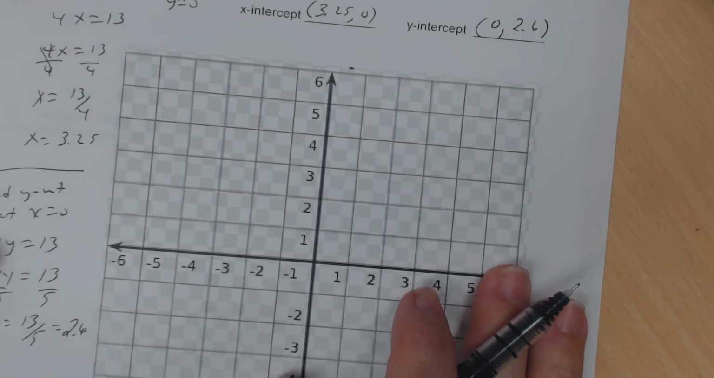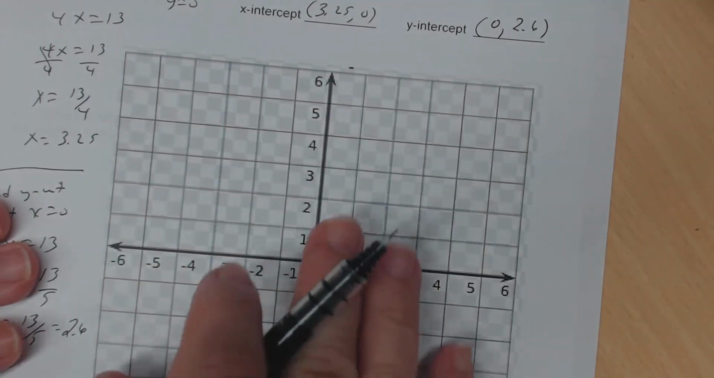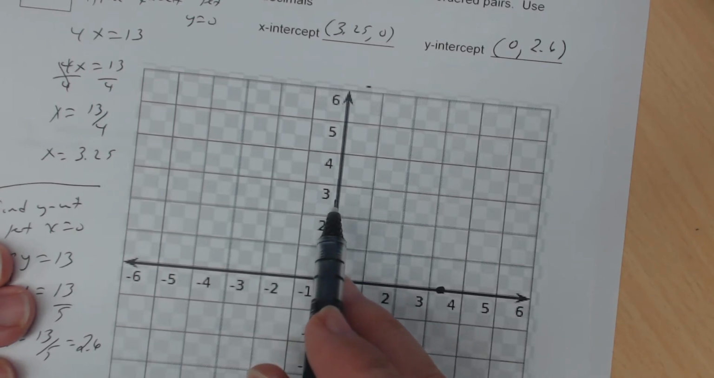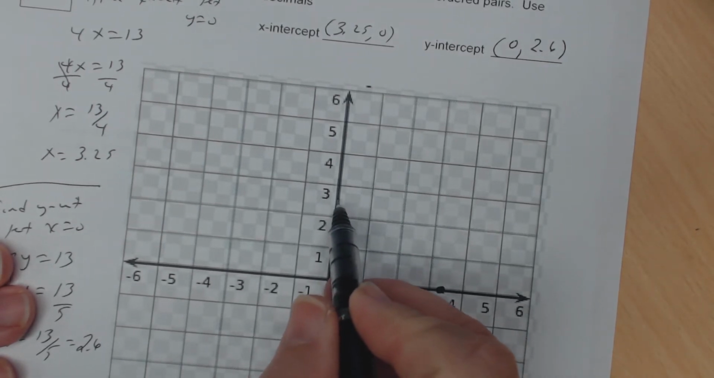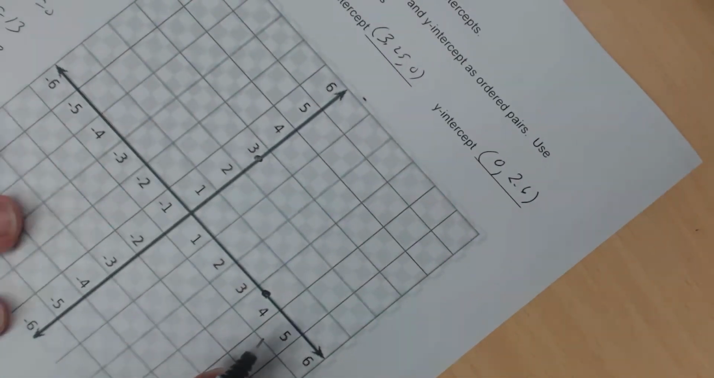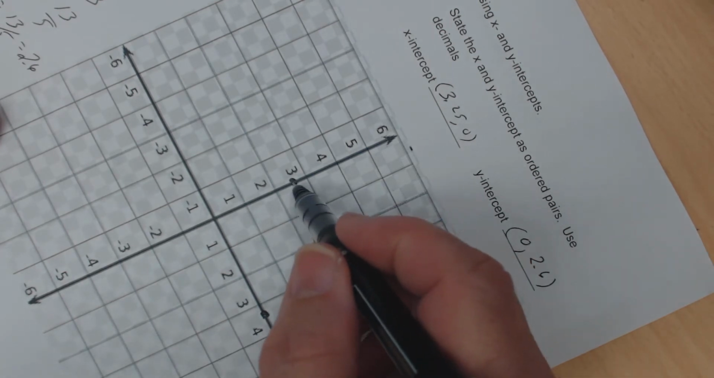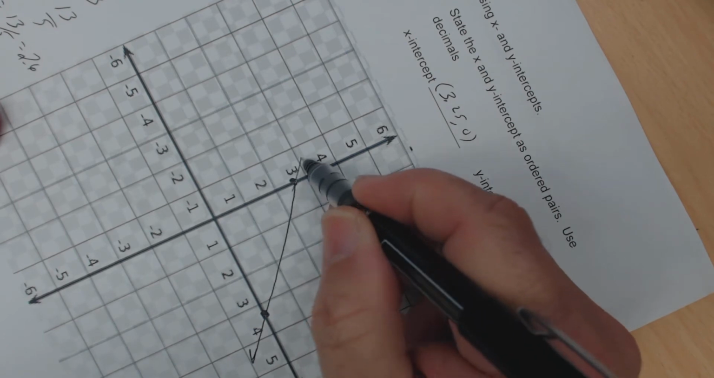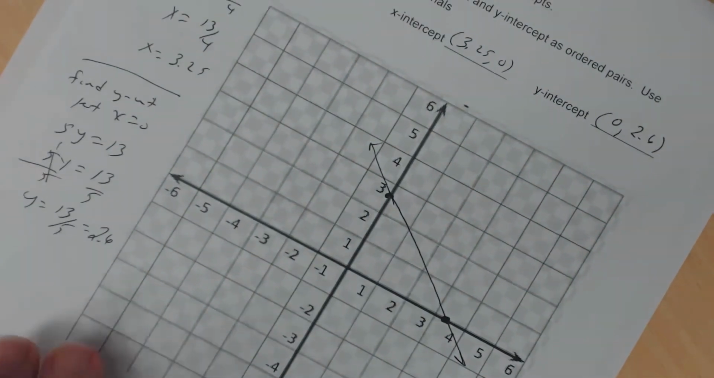And then all I got to do is just to plot these points. I'm going to estimate where these are since those are decimals. So the x-intercept 3.25 is about here. The y-intercept 2.6 is about, it's a little bit more than 2.5. So let's say about here. And then just draw your line, extend it with the arrows, and that's what you get.